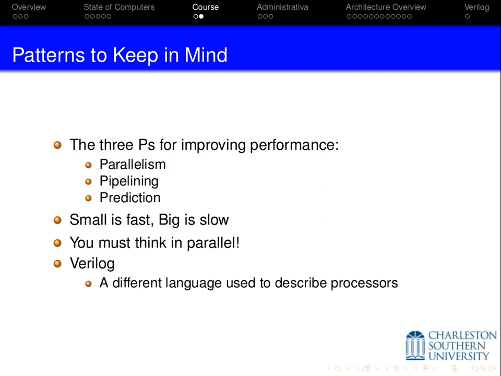Three P's for performance. This is going to be very common the whole time when we talk about performance. There are usually three ways we do this. The first one is standard parallelism, and you're used to this. You have one core. Let's just add a second core and try to make it go faster.